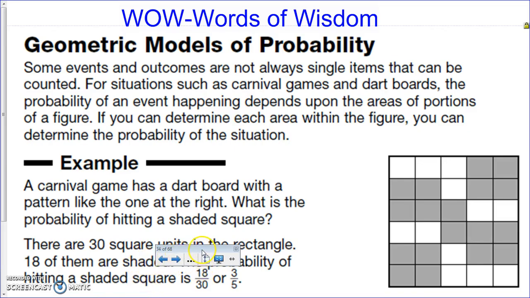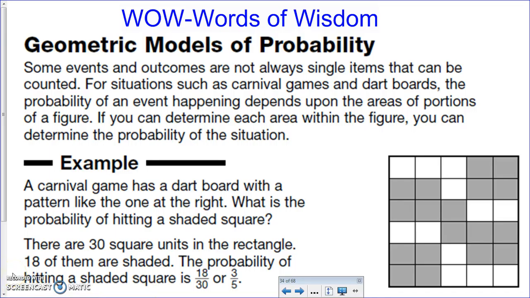Geometric models of probability. Some events and outcomes are not always single items that can be counted. For situations such as carnival games and dartboards, the probability of an event happening depends upon the areas of portions of a figure. If you can determine each area within the figure, you can determine the probability of the situation.